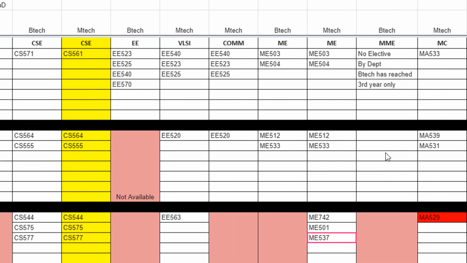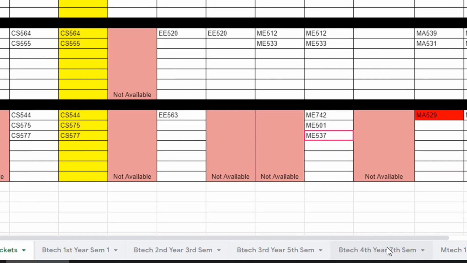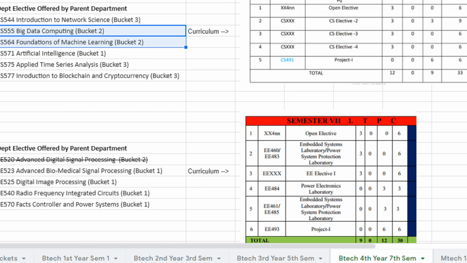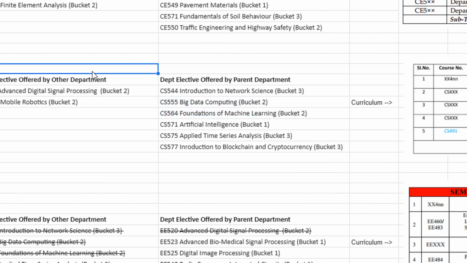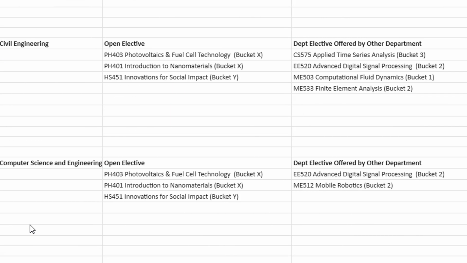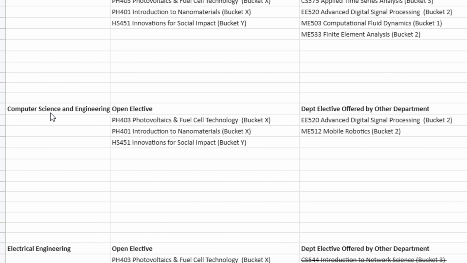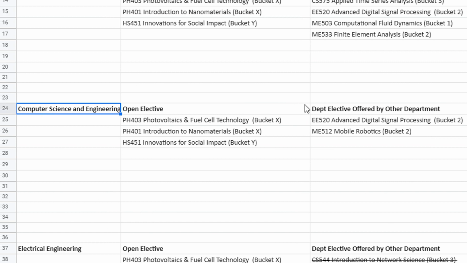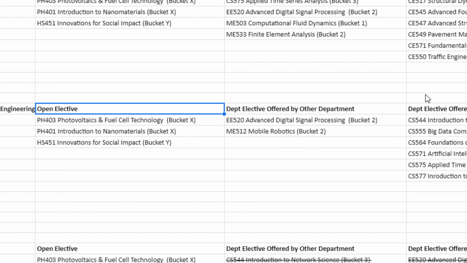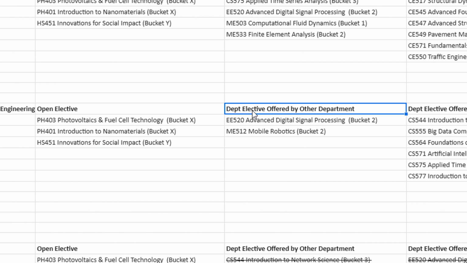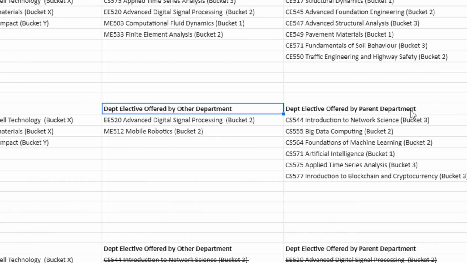So I will start with an example of BTech fourth year SEM 7, right? Let me start with the Department of Computer Science, right? So you can see here for the Department of Computer Science and Engineering, I have a column here for open elective, a column saying department elective offered to other departments, and a column saying department elective offered by parent department.